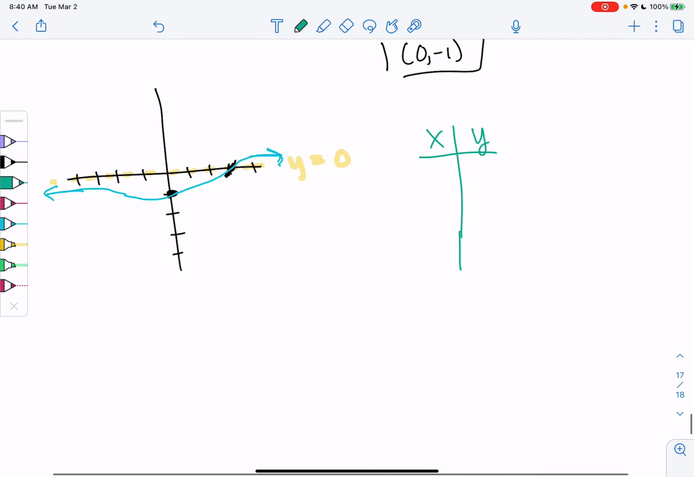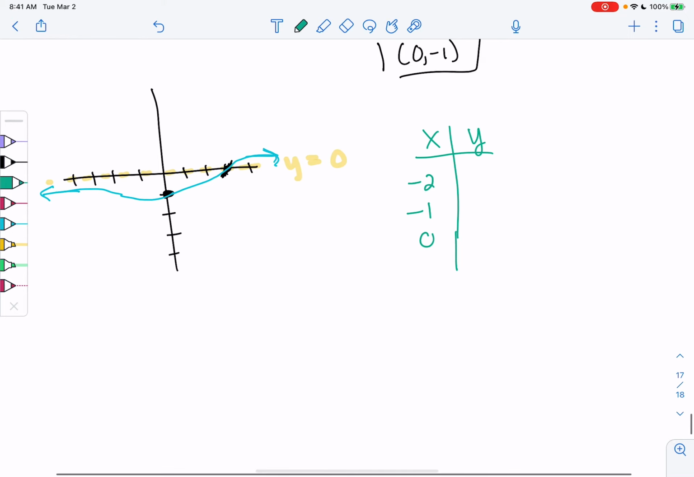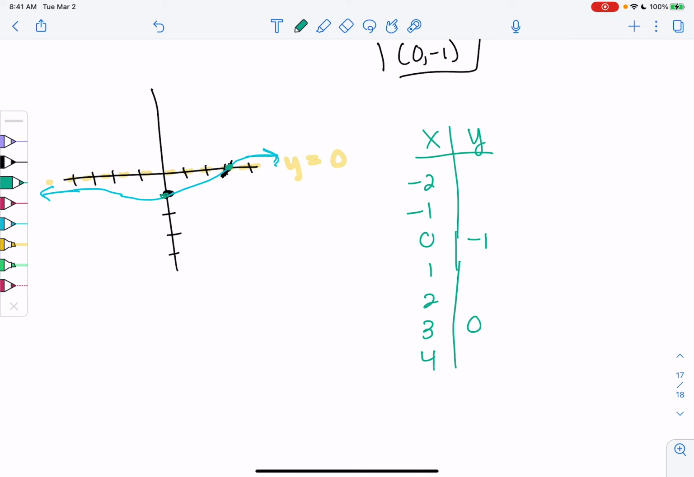So maybe I'll just pick a couple points on each side. So let's do negative 2, negative 1. We already found 0 is negative 1. We'll do 1, 2. And then we already found 3 is 0, right? That's this point and this point. And then 4. So why don't you pause the video and plug those in? I'm just going to do it really quickly since this is just homework help, right? We're just going to plug each of those in to (x minus 3) over (x squared plus 3).